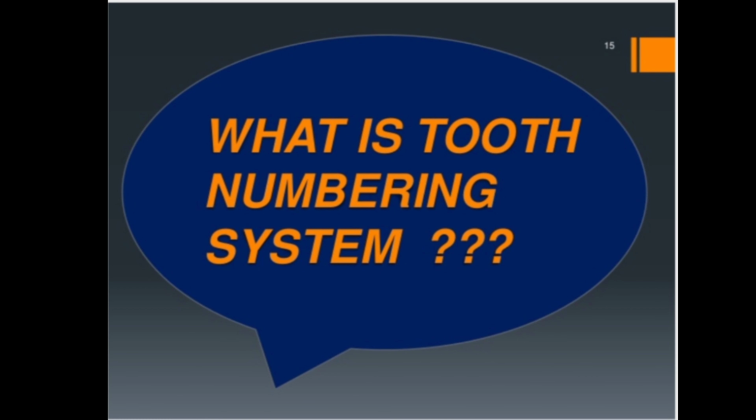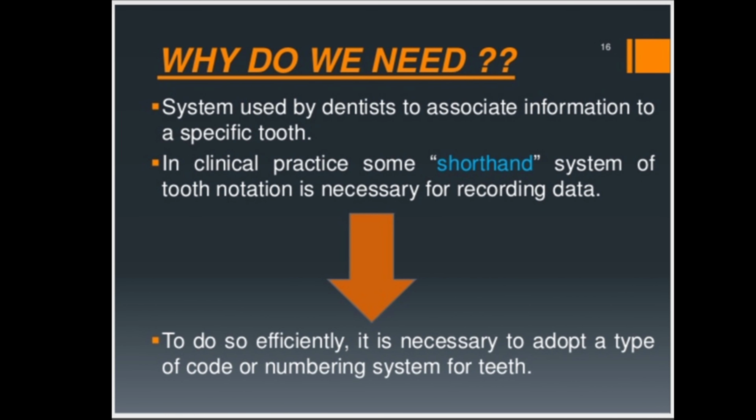So first of all, let's start with what is the tooth numbering system, or why do we need a tooth numbering system. The tooth numbering system is used by dentists to associate information to a specific tooth. In clinical practice, some shorthand system of tooth notation is necessary for recording of the data. To do so effectively, it is necessary to adopt a type of code or numbering system for teeth. So the tooth numbering system is very much important.